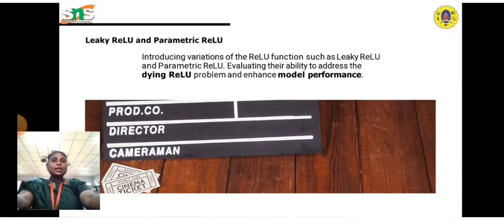Leaky ReLU and the parametric ReLU: introducing variations of ReLU functions such as leaky ReLU and parametric ReLU, evaluating their ability to address the dying ReLU problem and enhance model performance.